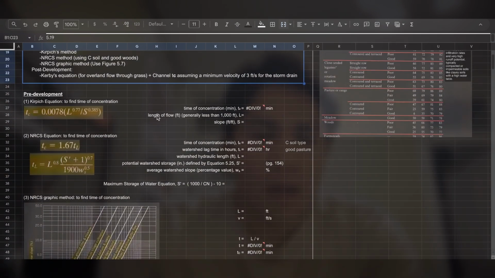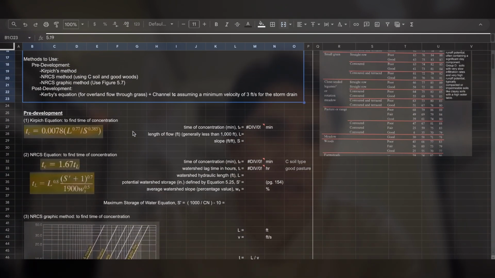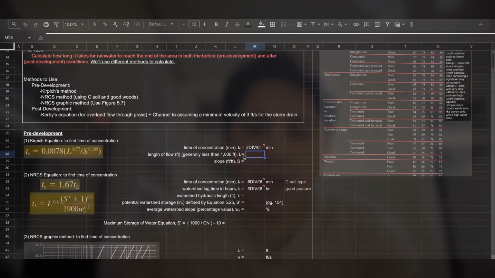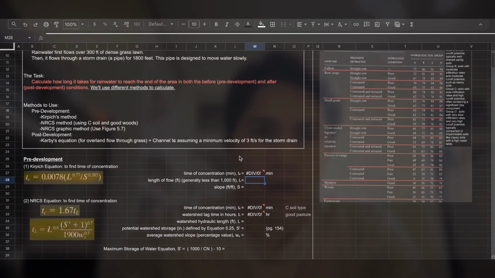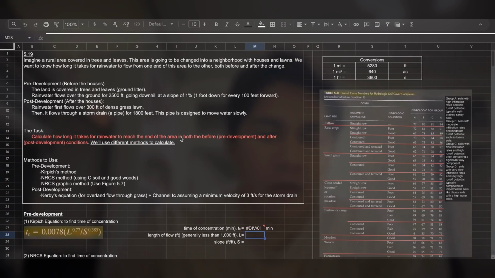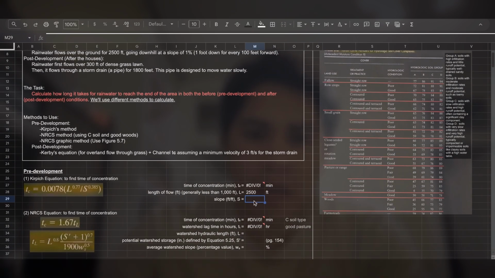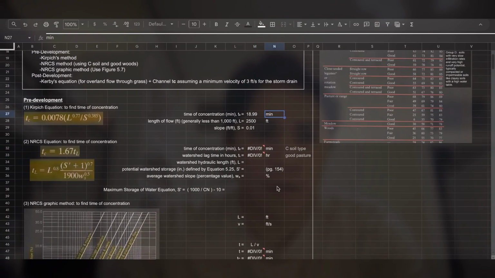Let's start pre-development. Let's solve the time of concentration using the Kirpich equation. Again, the hardest part of finding time of concentration is assigning the values to our variables. In our case, we know the length, I believe it was 2500 feet. So we have in feet 2500. And the slope is 1%, so in this case, we need to use the decimal approach, 0.01. Solving the equation, you should get about 19 minutes of time of concentration.